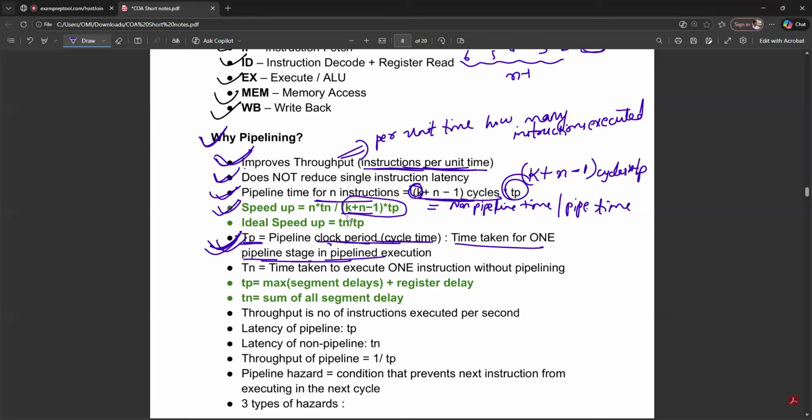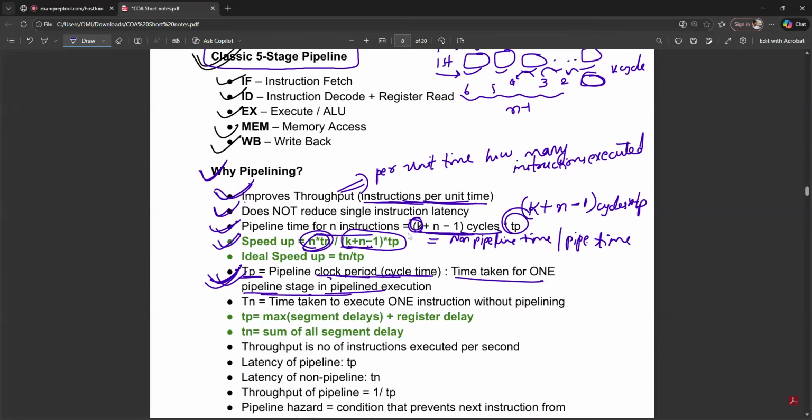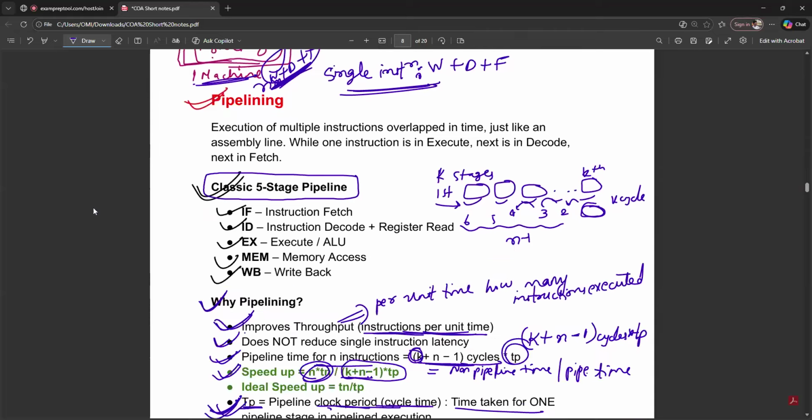So this is the formula for non-pipeline, and this is the formula for pipeline. n into tn is for non-pipeline, because each instruction takes tn. So if you have n instructions, each instruction takes tn time. See from this washing machine example, each instruction takes this much time, so n instructions will take this much time. Got it? Because there is one single machine, each instruction will go through each of these tasks.